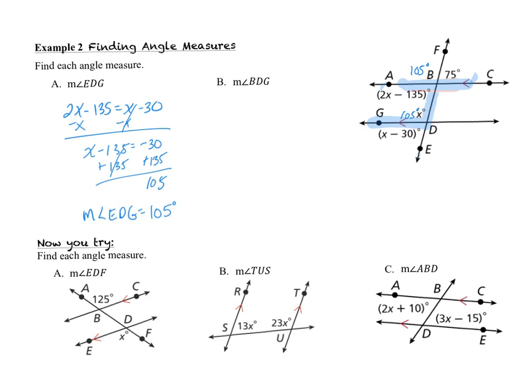And then remember, vertical angles are congruent, so angle FBA is vertical with angle CBD, and so those are congruent to each other. So now we can see the measure of angle BDG is equal to 105 degrees.